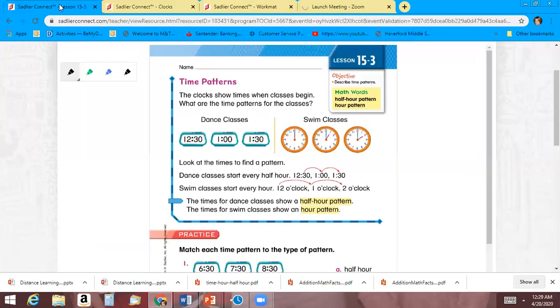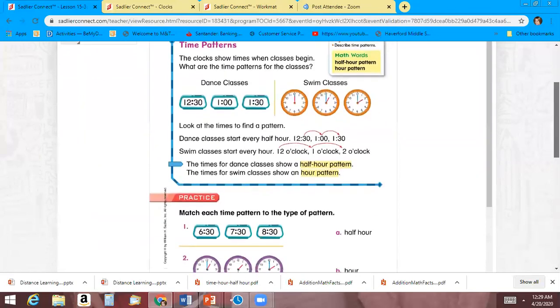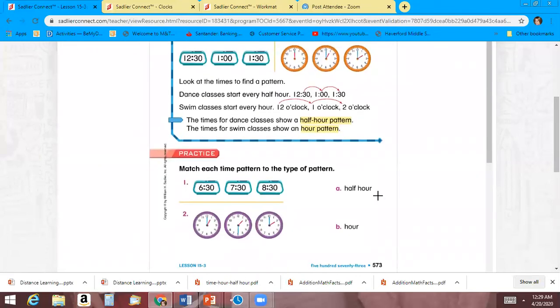So that's what we're going to talk about in our lesson today, is how we can tell the difference between a half hour pattern and an hour pattern. So let's look down at the bottom of page 573 together. We're going to try to figure out which one of these times, number one, which has these digital times, and our analog clock, which is down here, which one is showing a half-hour pattern and which one is showing an hour pattern.